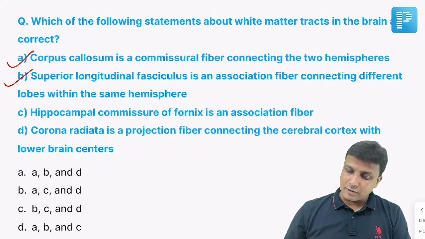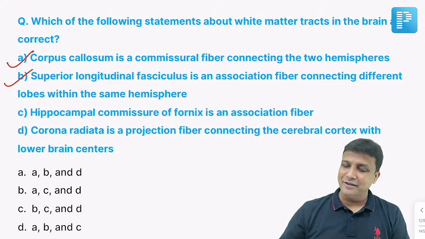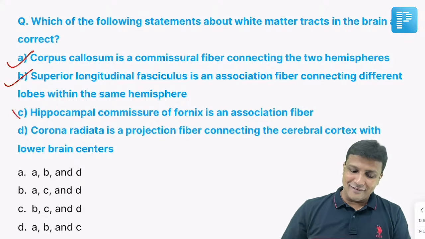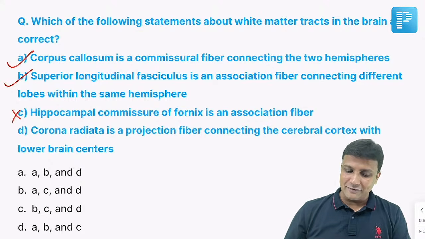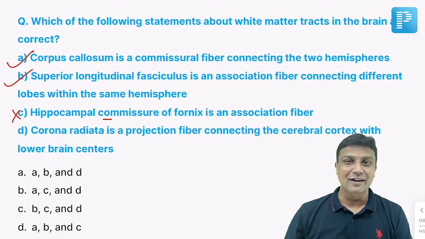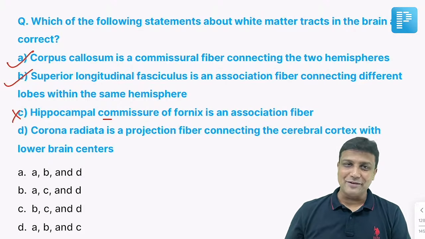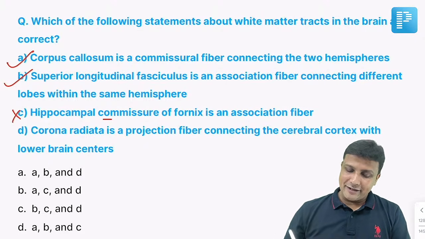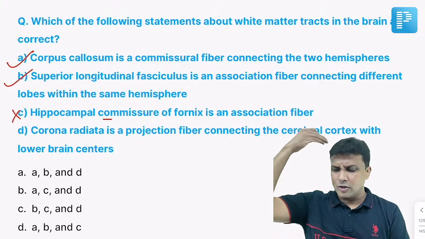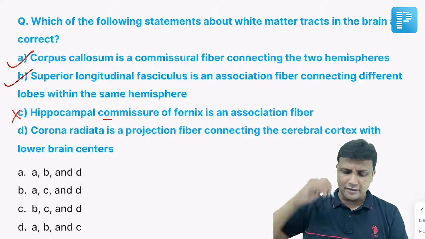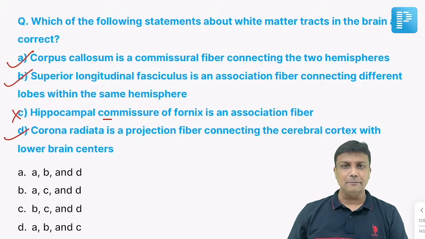Hippocampal commissure of fornix is an association fiber. See, the funny thing here is that the name itself is telling: hippocampal commissure. It is a commissure, not an association fiber, sir. Corona radiata is a projection fiber connecting the cerebral cortex with the lower part of the brain centers. Fine. Bilkul correct hai, sir.